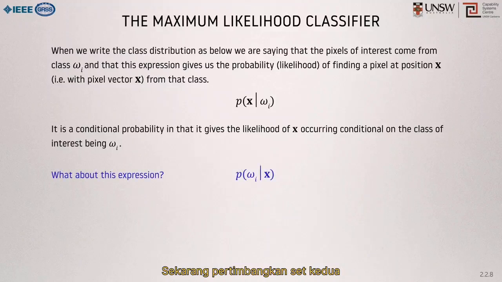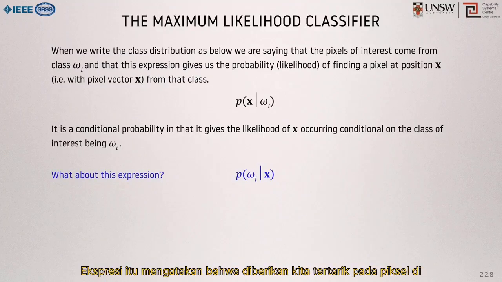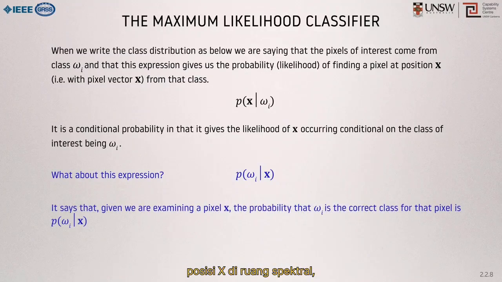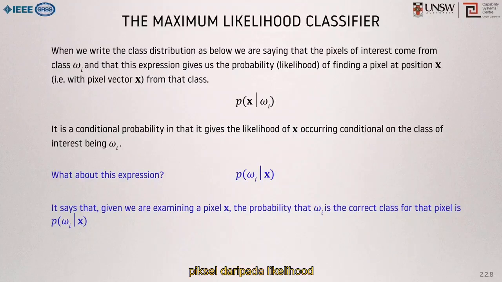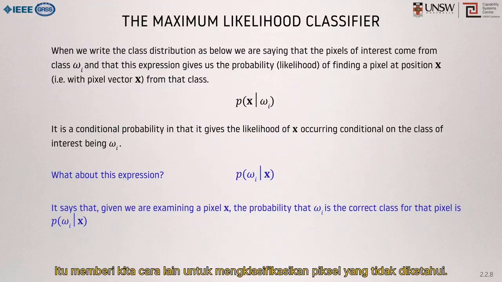Consider now the second set of probabilities on this slide. That expression says that, given we are interested in pixels at position x in spectral space, what is the probability that the corresponding class is omega subscript i? This is a much better measure to use than the class conditional probability, since it focuses on the correct class for the pixel, rather than the likelihood that there is a pixel from a given class at position x. That gives us another way of classifying unknown pixels.